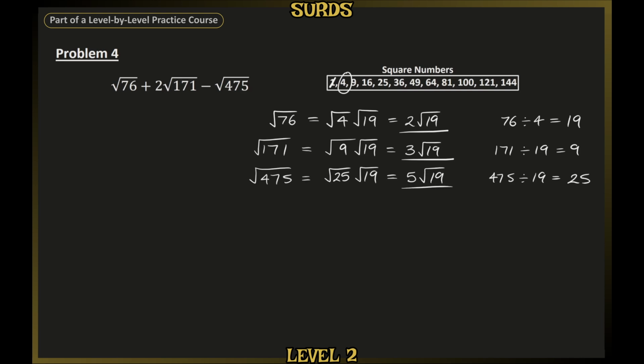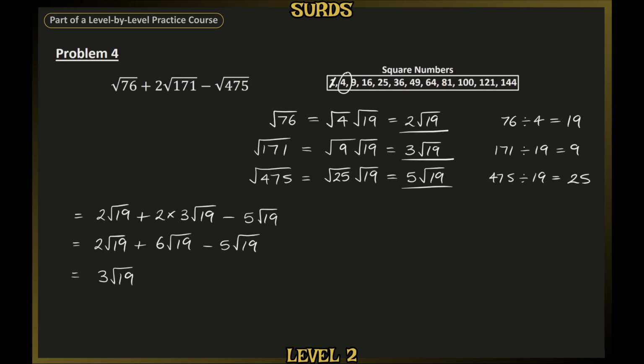And we can now go back to the original sum. So the square root of 76 becomes 2 root 19 plus 2 times the square root of 171, which is 3 root 19, minus the square root of 475, which is 5 root 19. Now simplifying that middle term, 2 multiplied by 3 root 19 is plus 6 root 19, and we still have a minus 5 root 19 at the end. And here 2 plus 6 is 8, minus 5 is 3. So that means that we have 3 root 19. So this is our final answer to problem 4.